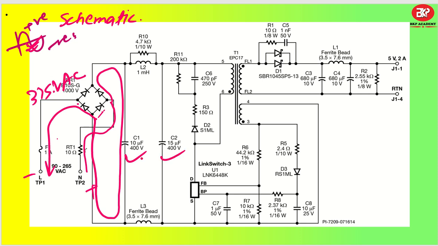Okay, next we have one inductor which is 1 millihenry as well as here one ferrite bead L3. Okay, so this is working as a pi filter, like capacitor and inductor. So this is working as a pi filter.